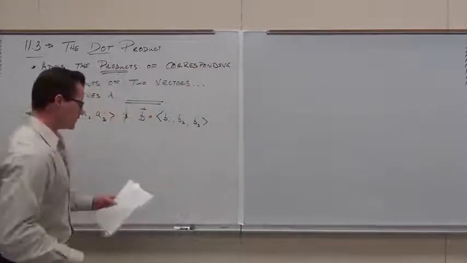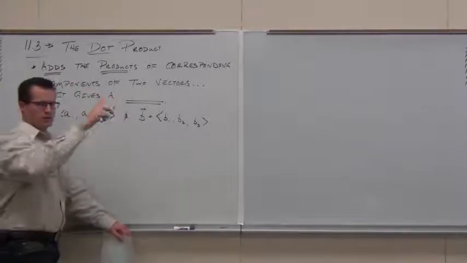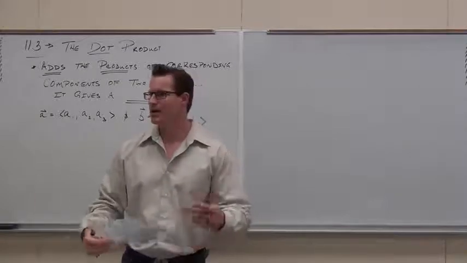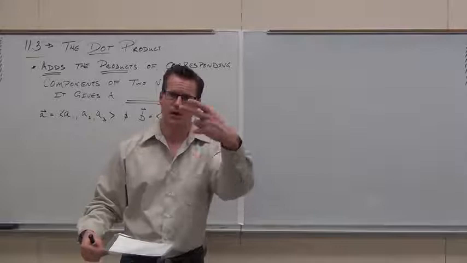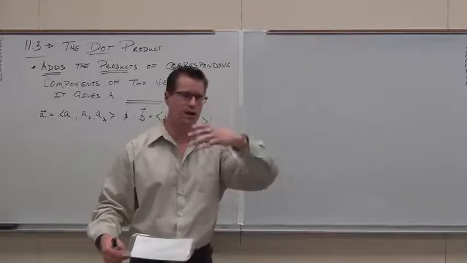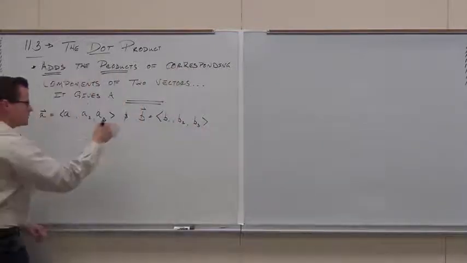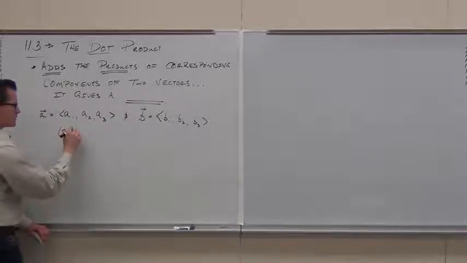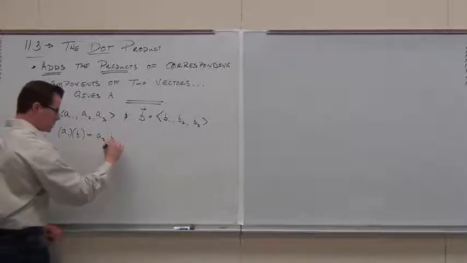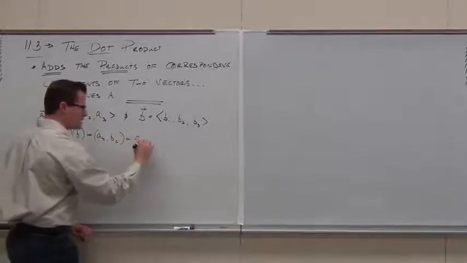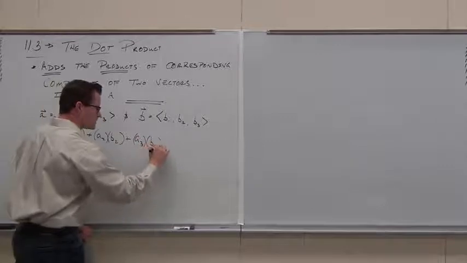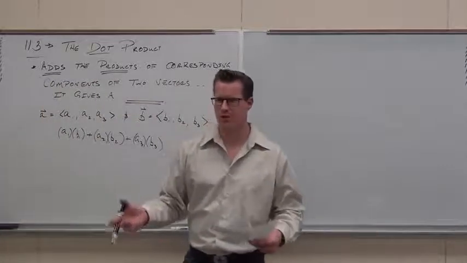So let's look at what this would do. You're going to be adding some stuff together, but the stuff you're adding is a product of corresponding components. That means pieces that match up. So the X components, multiply those. The Y components, multiply those. The Z components, multiply those. And then when you have multiplied those, add them all up. So what this would do with these two is A1 times B1 plus A2, that's our Y components here, A2 times B2 plus A3 times B3. Do you guys see what I'm talking about? The products of corresponding components.